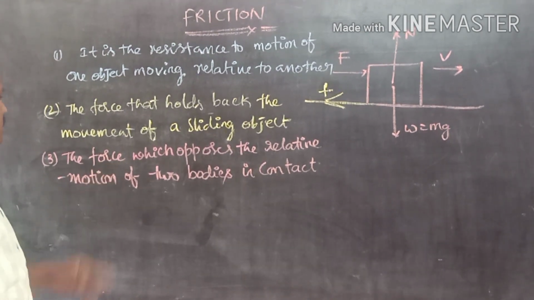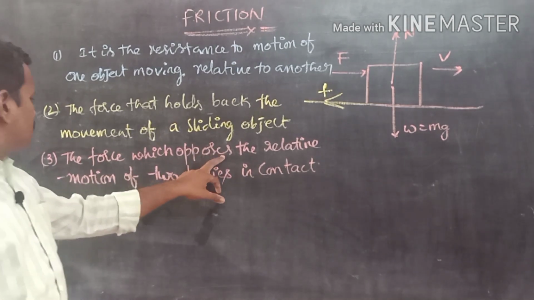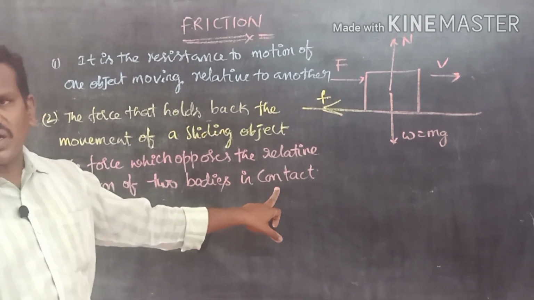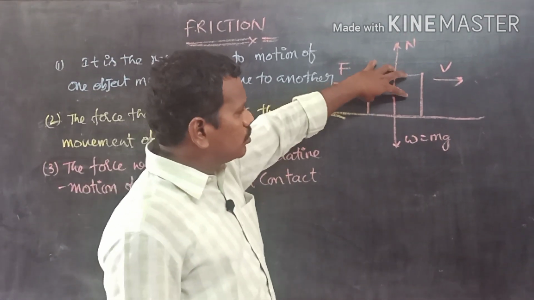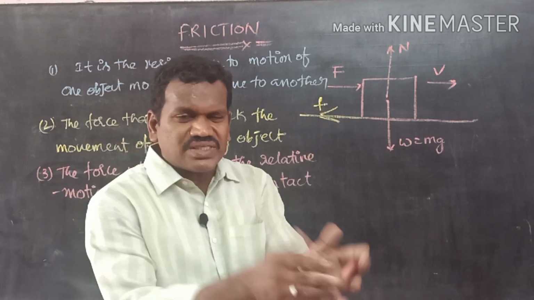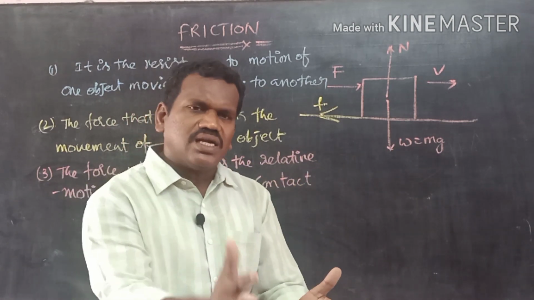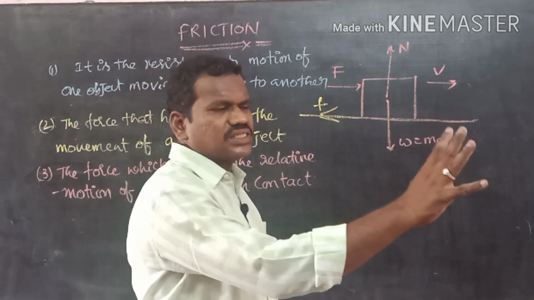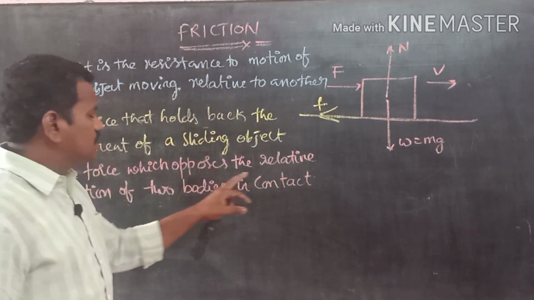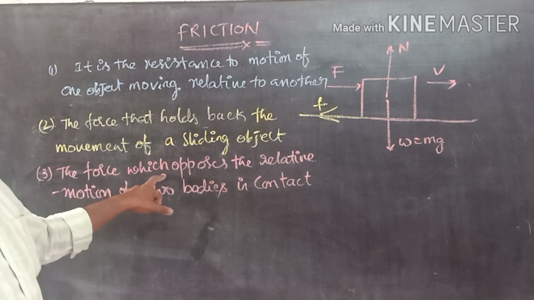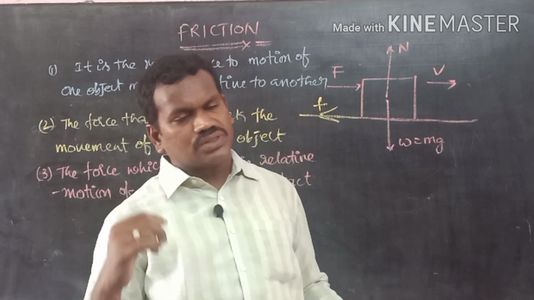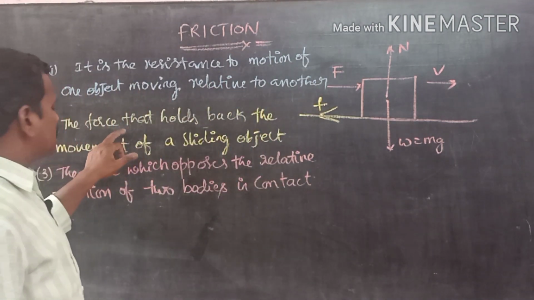See the third one first. The force which opposes the relative motion of two bodies. Those two bodies must be in contact. If you observe the book, or the bicycle that is in contact with the road, or whenever we are rubbing the hands, one hand is in contact with the other hand, or air is touching the wall, so the air surface and the wall surface are in contact. Now these bodies must oppose. If one of the bodies is moving in the forward direction, because of the friction it will come to a stop.